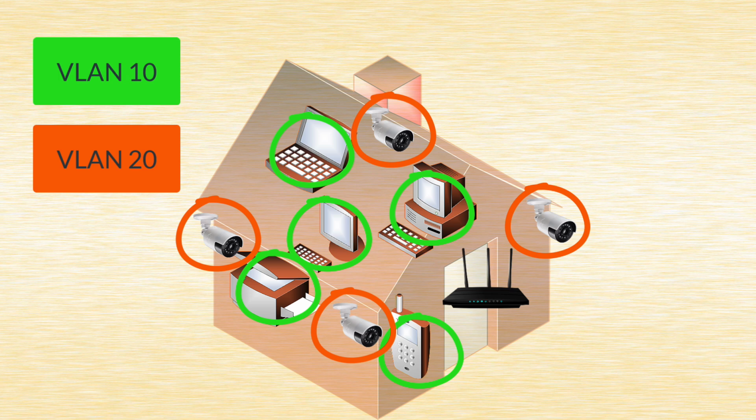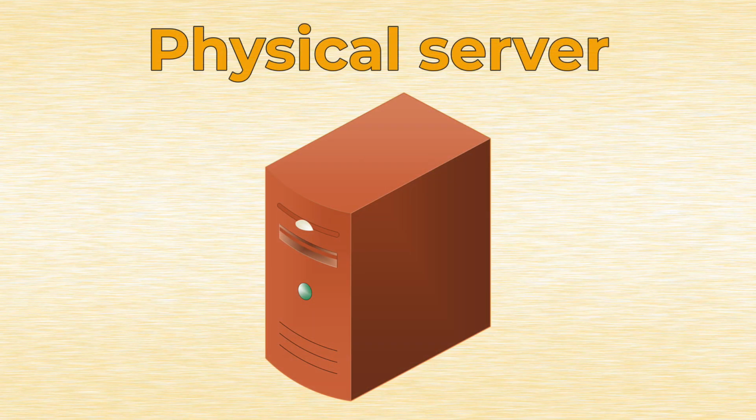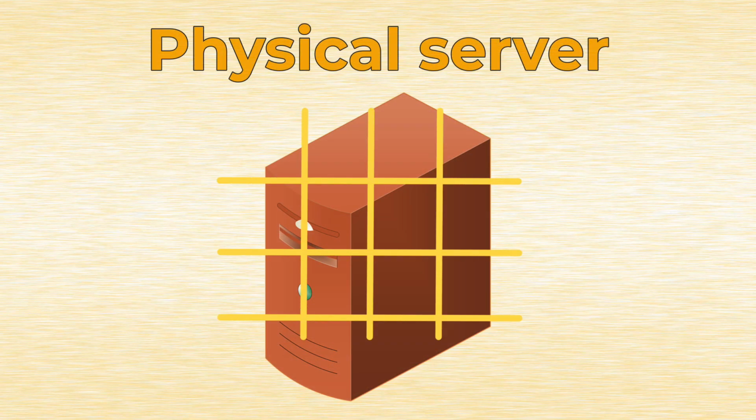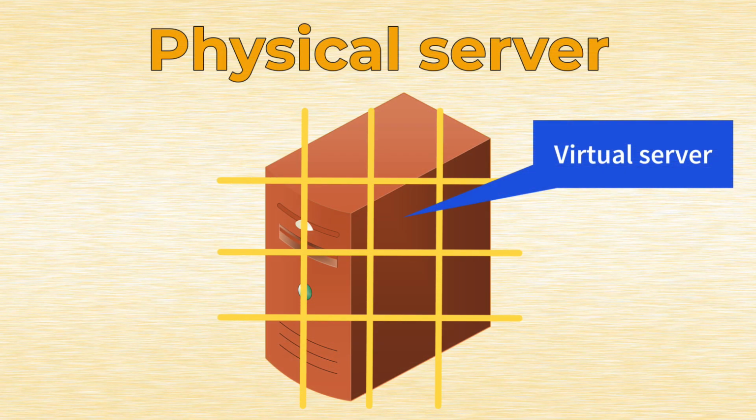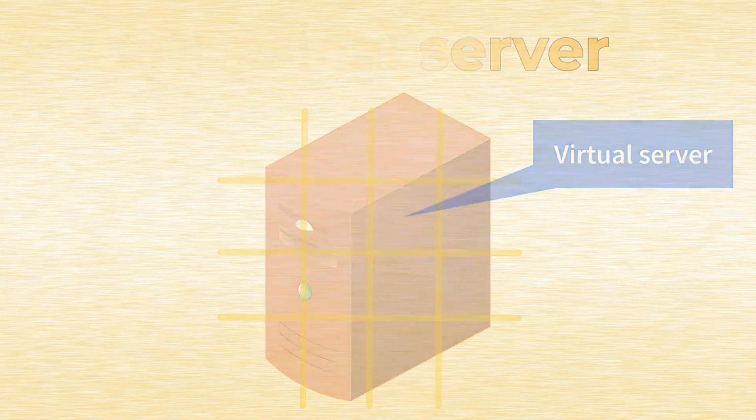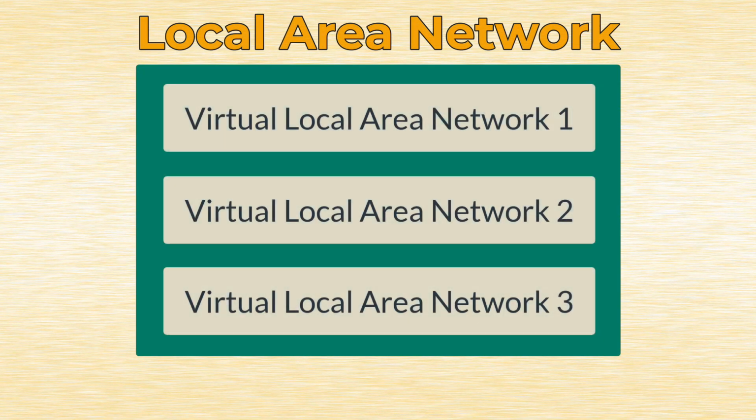In computer networking, you will often hear that term, virtual. For example, when you split one big server into smaller logical servers, you call them virtual servers or virtual machines. It's the same with LAN. Once you start dividing your LAN into smaller chunks, you call those chunks virtual LANs, which simply means they will become logically or virtually separated from each other.